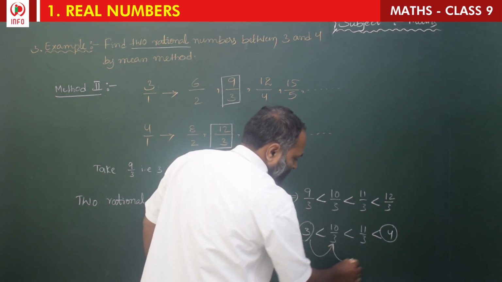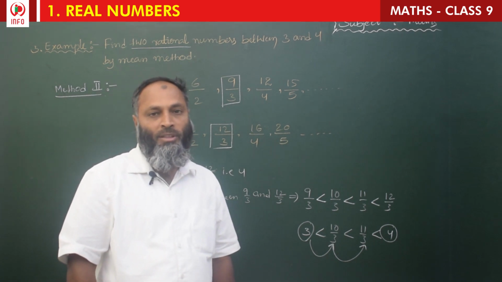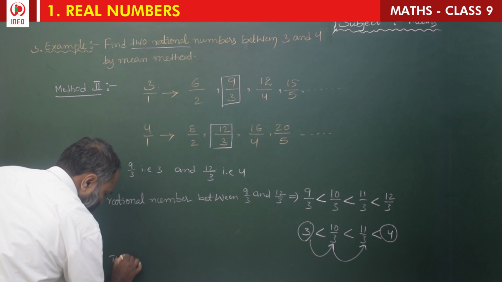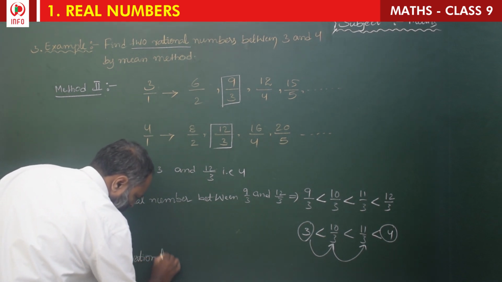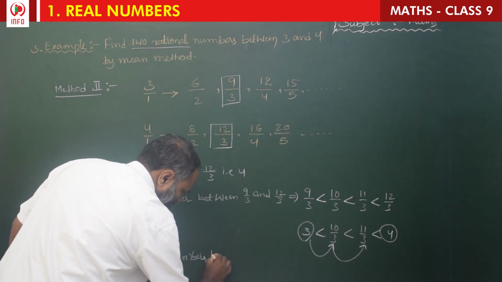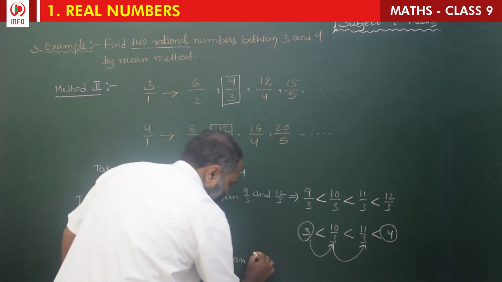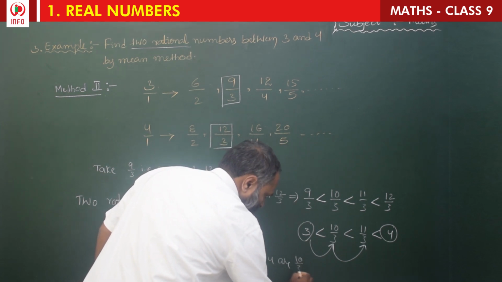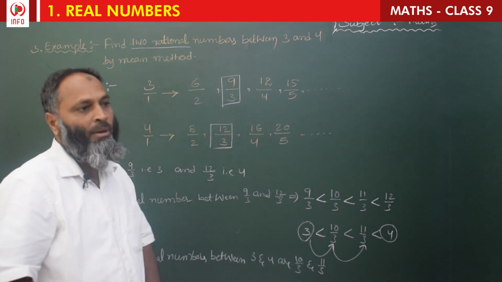So 10 by 3 and 11 by 3 are the two rational numbers between 3 and 4.